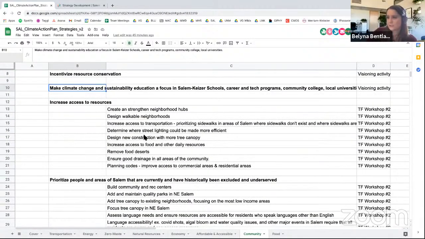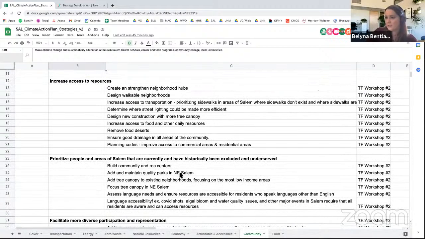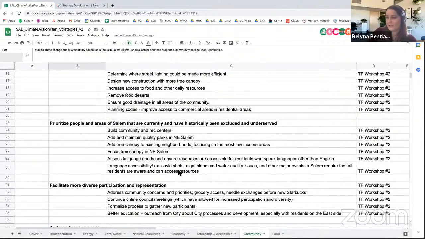Access to resources. So increasing the walkability of neighborhoods, removing food deserts, so finding access to fresh groceries. Then moving to prioritizing people in areas of Salem that are currently and have historically been excluded. So again, when certain strategies have been selected for implementation, how and where and with whom are they implemented? So identifying areas potentially like Northeast Salem, where we could pay more attention to the quality of parks and tree canopies and community rec centers there.